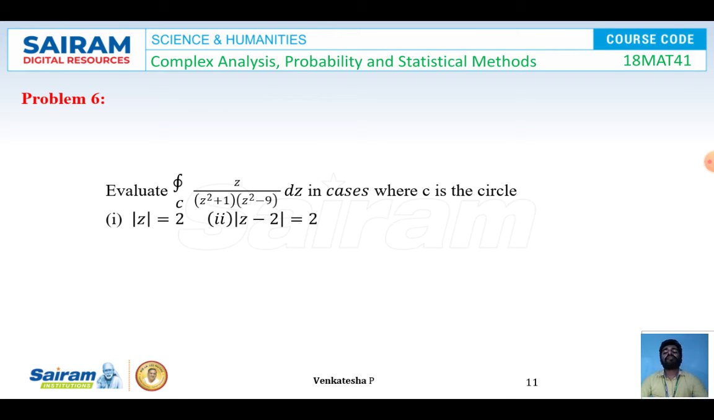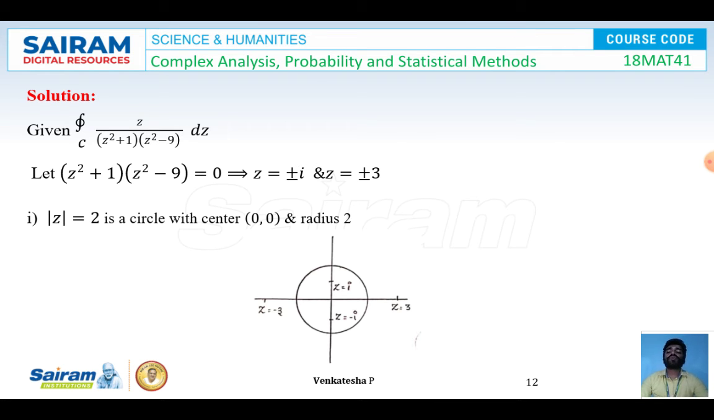Problem number 6. Evaluate the integral over C of z by (z square plus 1) into (z square minus 1) dz, in cases where C is the circle mod z is equal to 2, and the second one is mod of z minus 2 is equal to 2. So the given integral is over C of z by (z square plus 1) into (z square minus 1) dz. Taking (z square plus 1) into (z square minus 1) equal to 0 and simplifying, we get z is equal to plus or minus i and z is equal to plus or minus 1. Four points I got.